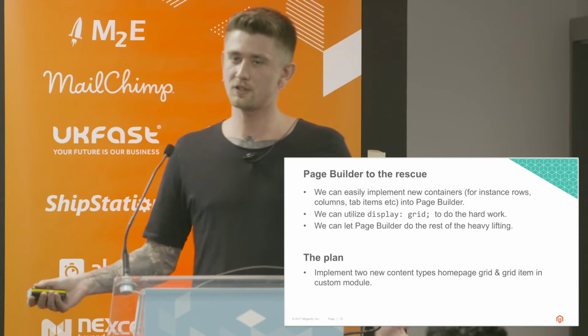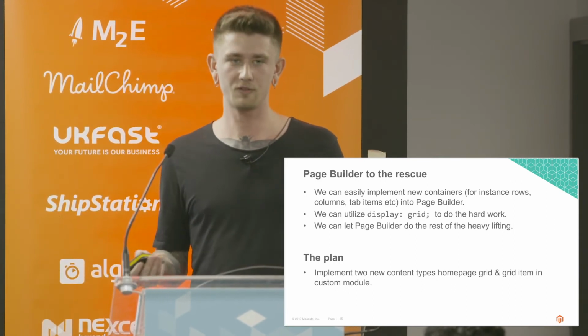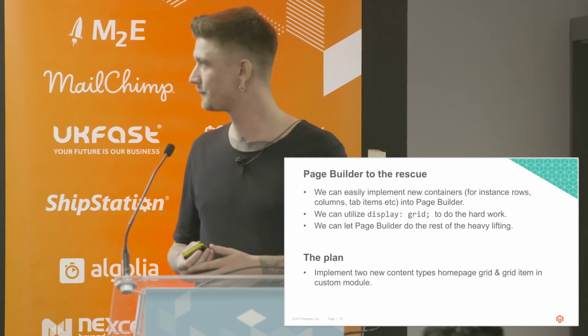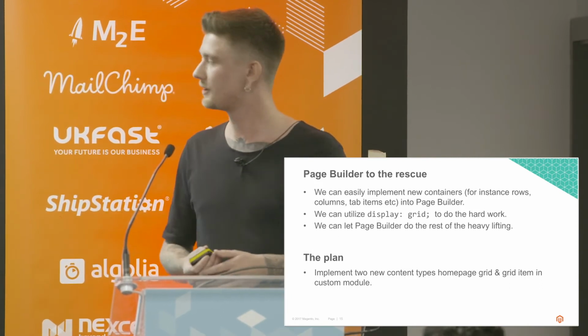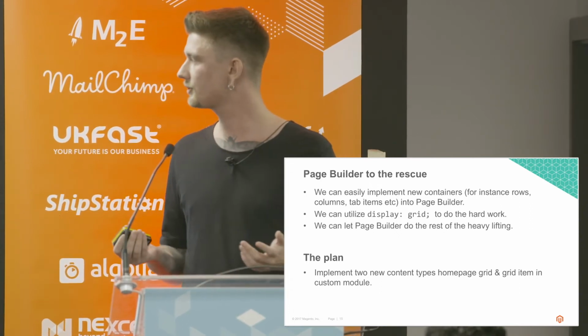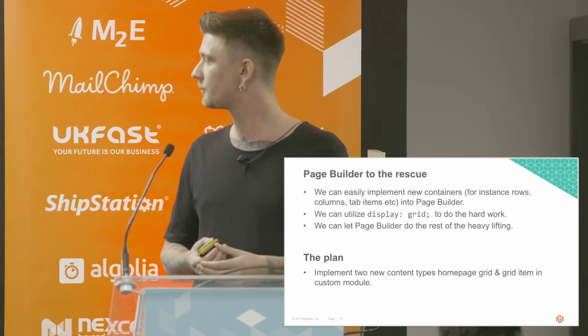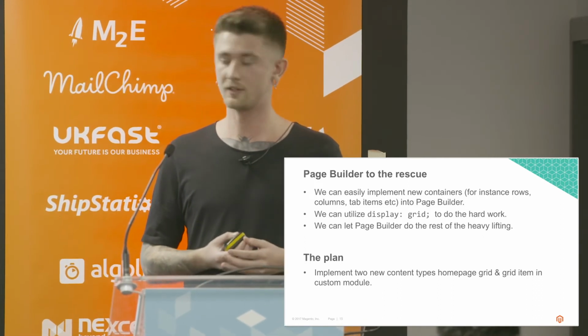So Page Builder can come to the rescue here. We don't have the functionality to build this kind of grid out of the box with Page Builder as it is, but we can definitely add it. We can implement new containers easily. For instance, we already have row, column, and tab items. We can utilize display grid to actually build that grid for us. And then Page Builder will do the rest of the heavy lifting.